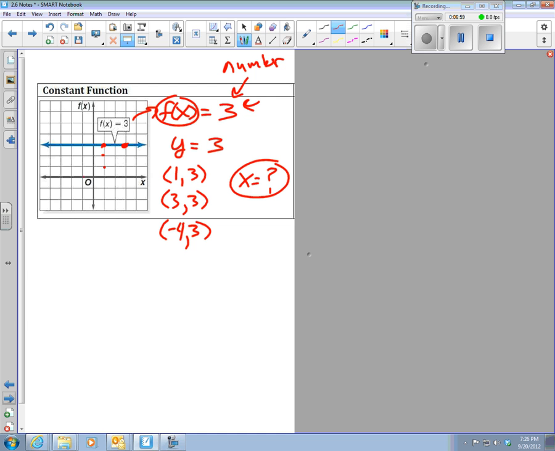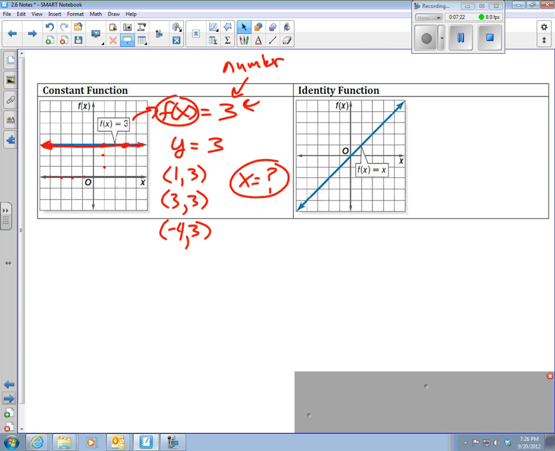And -4, up 3. You can see it's a horizontal line. And that's because there's no variable x. Your slope of this line is 0. Anything times 0 is 0. So you're basically multiplying 0 by x, so it gets rid of it. This is the constant function.